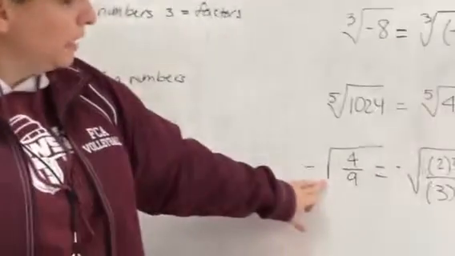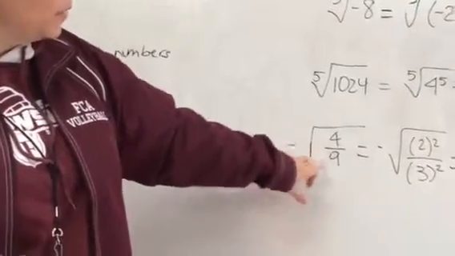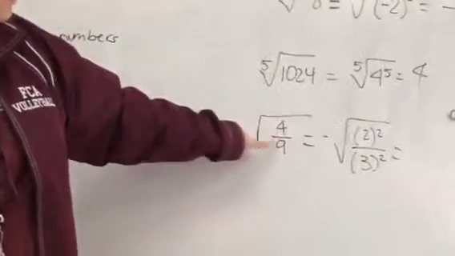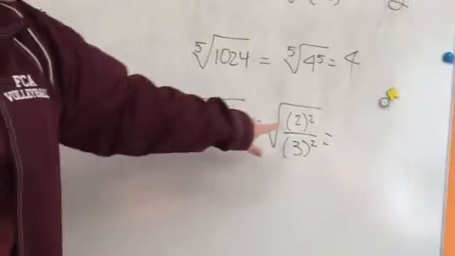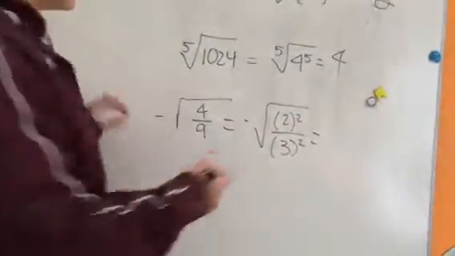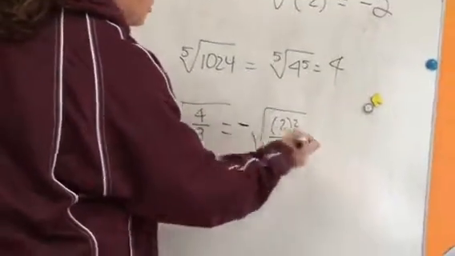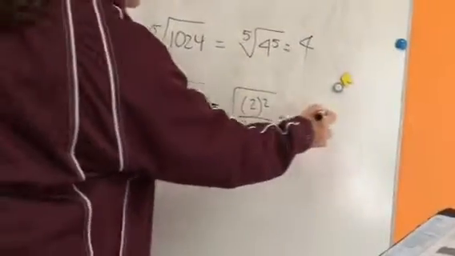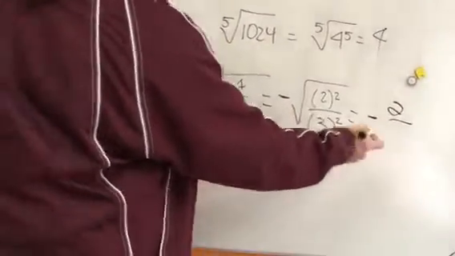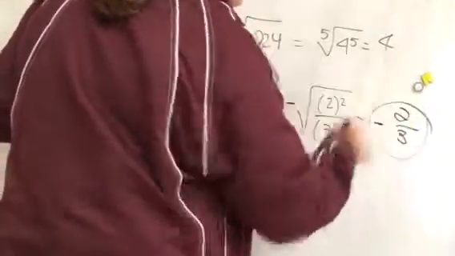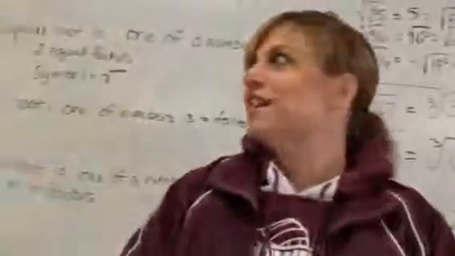The last one, negative square root of 4/9. So you have to take the square roots of both. The square root of 4, it's 2 squared, so that's going to be 2. There's a negative in front of here too, I have to carry the negative over. And then the square root of 9. 9 is just 3 squared. So that's 3. So the answer is negative 2/3.